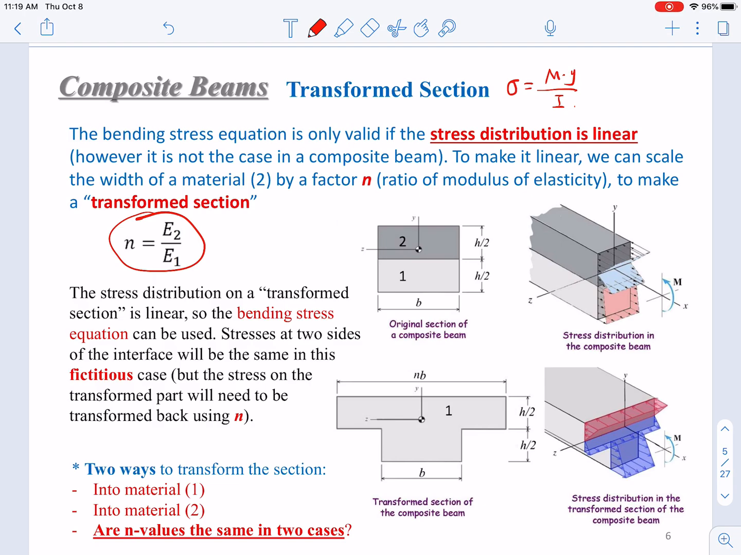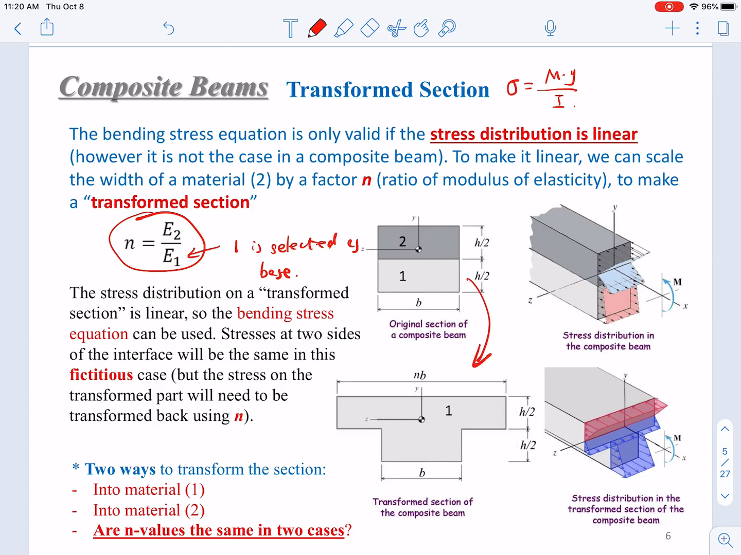In this case, we're transforming material 2 into material 1. So if we're transforming material 2 into material 1, as shown here, material 1 is selected as the base material. The stress distribution of a transformed section is linear, so the bending stress equation can be used. The stresses at two sides of this interface will be the same in this fictitious case. Why do we call it a fictitious case? Because it's not realistic.